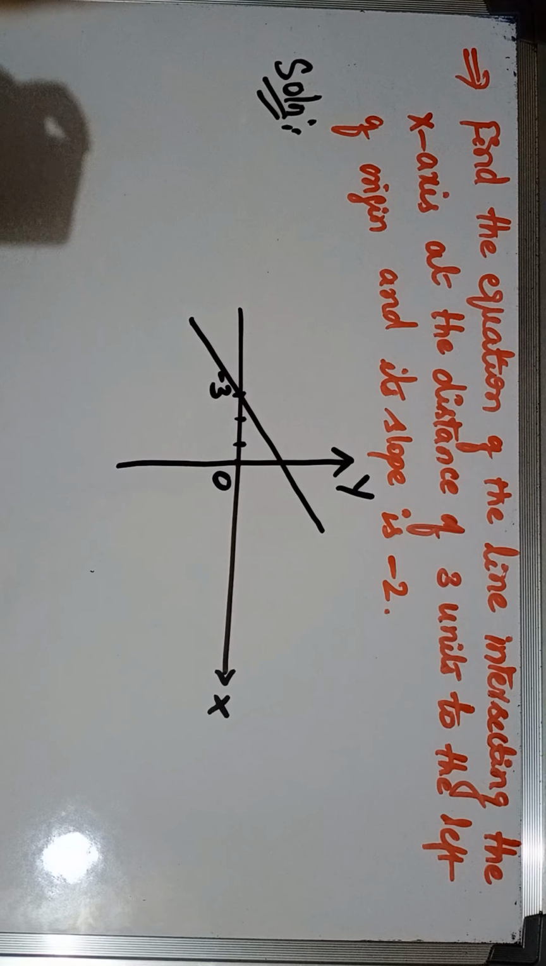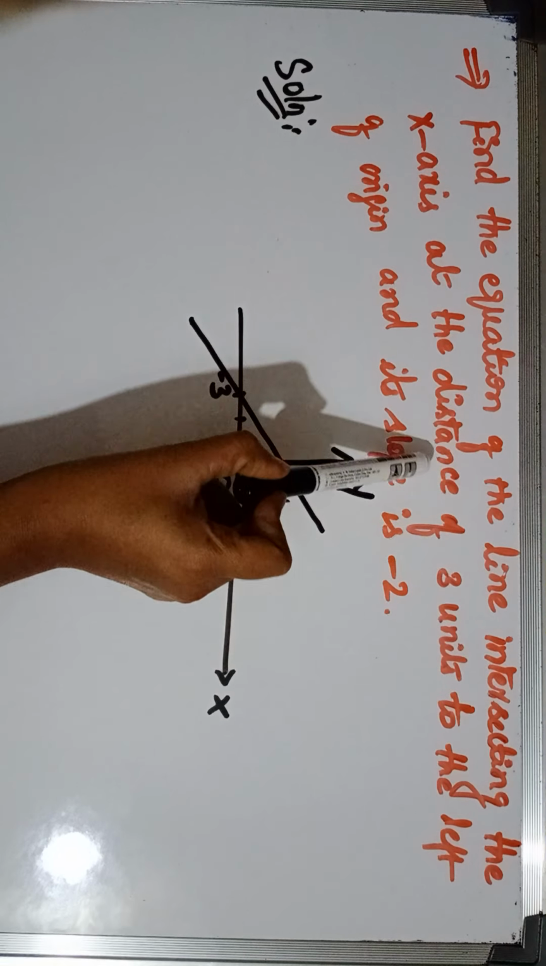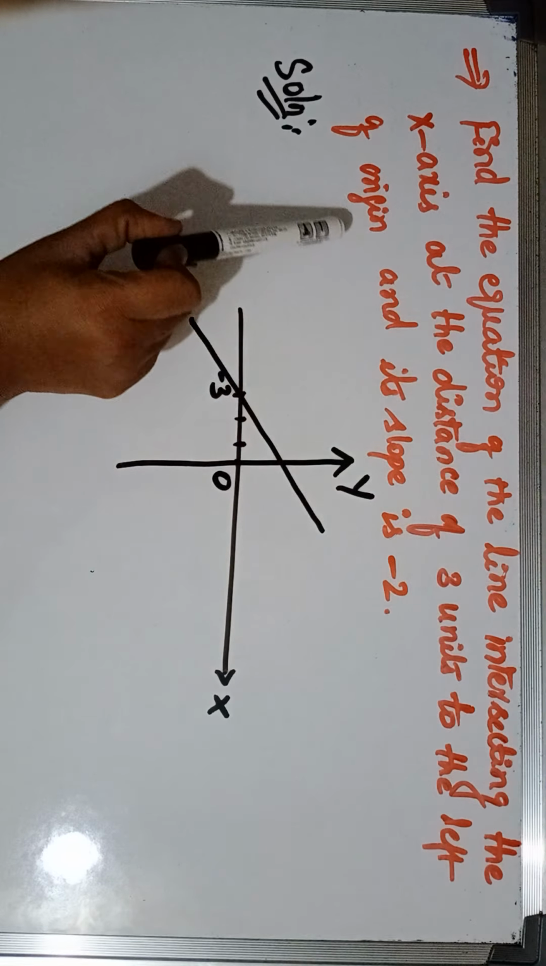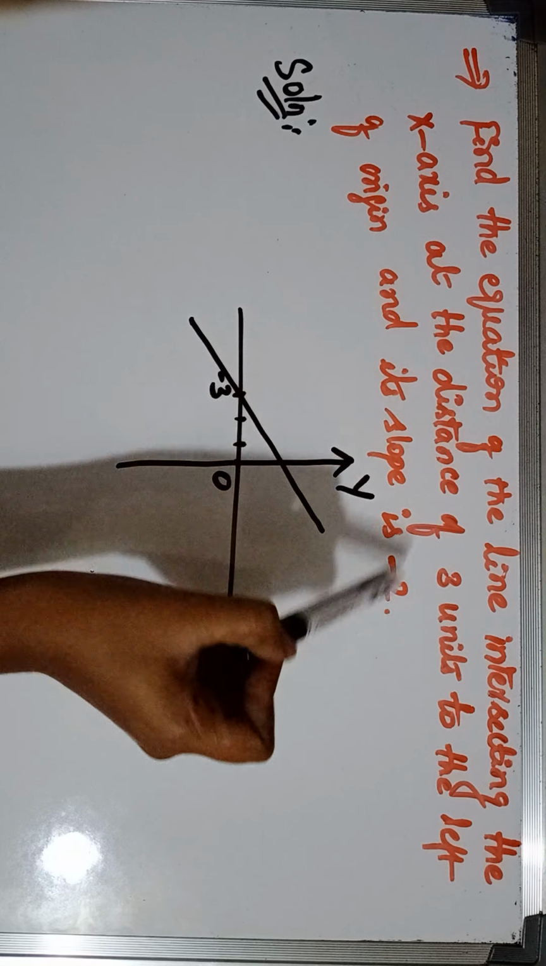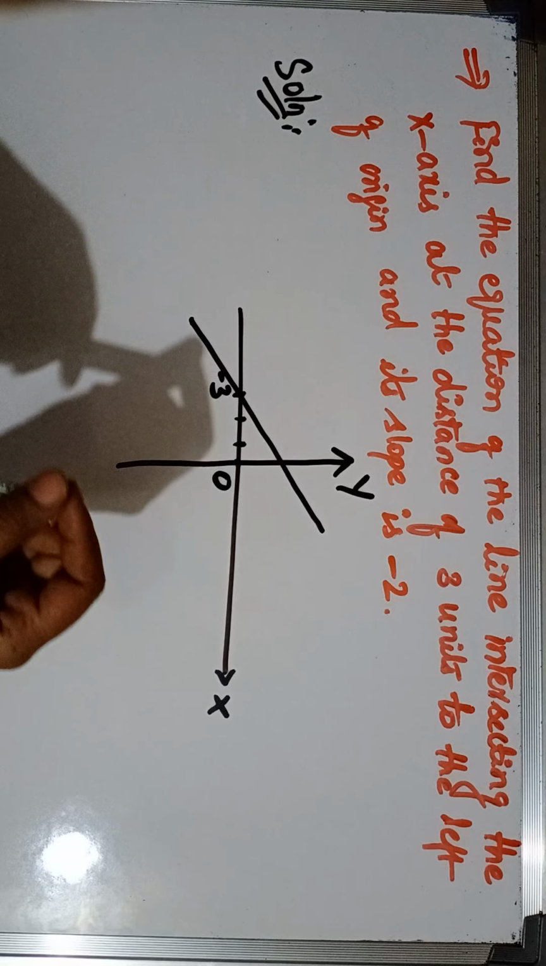Dear students, let us solve the next problem. Go through the question, what is given. Find the equation of the line intersecting the x-axis at the distance of 3 units to the left of origin and its slope is -2. See, a very simple problem.